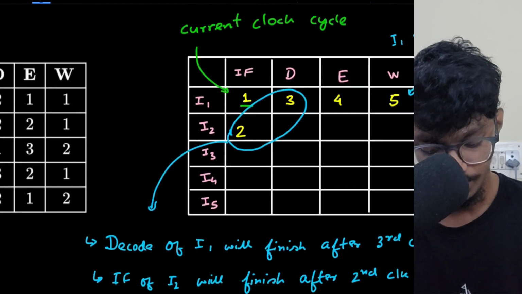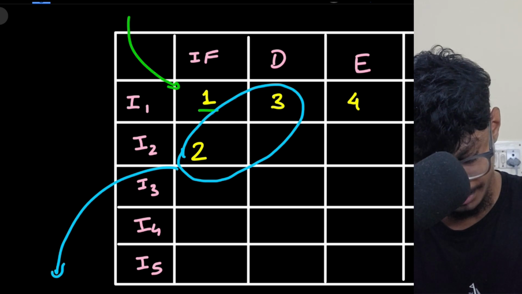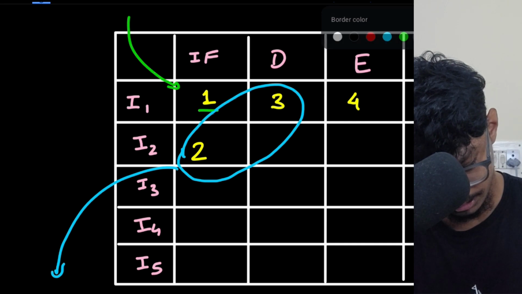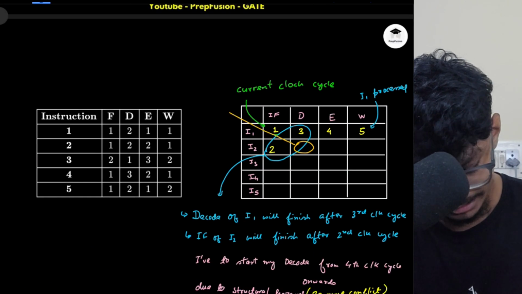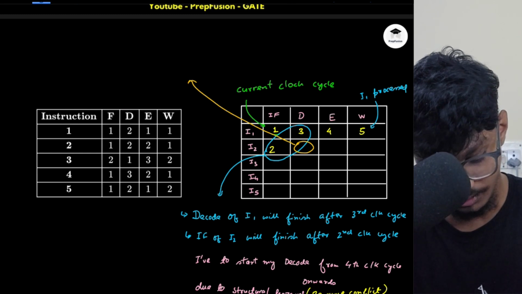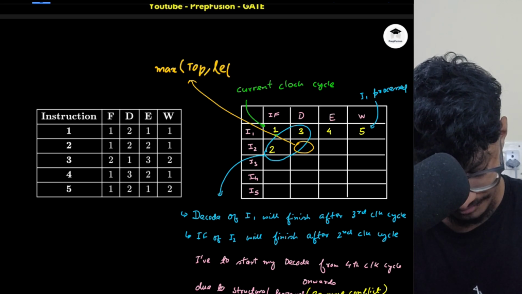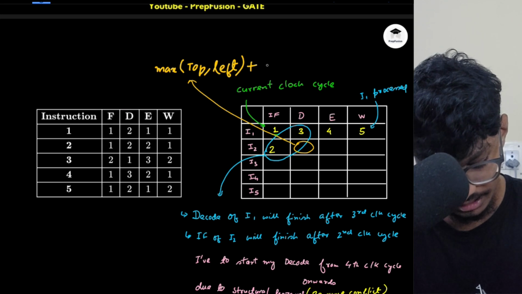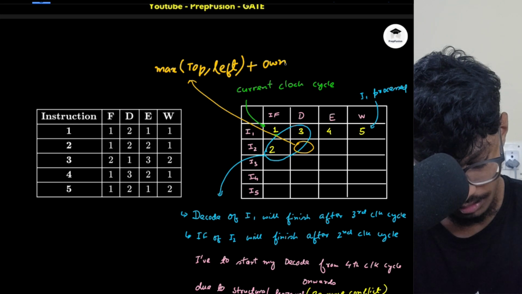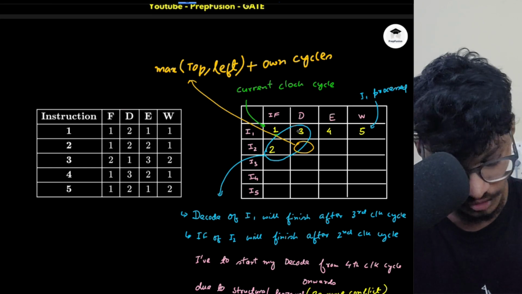Okay. So in short, what will be written here? That is the most important point. What will be written here, mathematically, is the maximum of the top and left, plus its own clock cycles, that is, how many cycles it takes. Own, this is my own language, own cycles. What do I mean by maximum of this? Whichever one will be maximum, right?